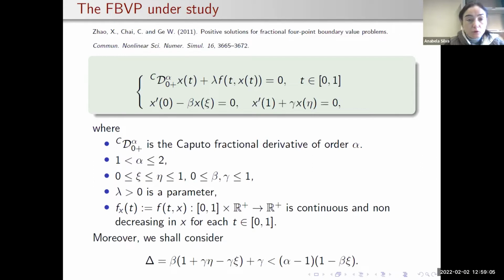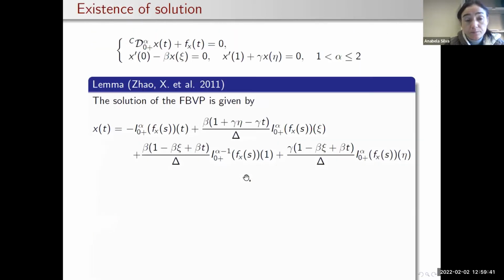Moreover, to obtain the solution, the authors Zhao, Sun, and Ge consider this particular condition, which is important along all the work, which is the relation between these constants beta, gamma, eta, and Xi, which should be less than alpha minus 1, which is the order of the integration, times 1 minus beta Xi. This in particular appears when we are obtaining the solution. So in the rest of the work, we will always consider this condition.